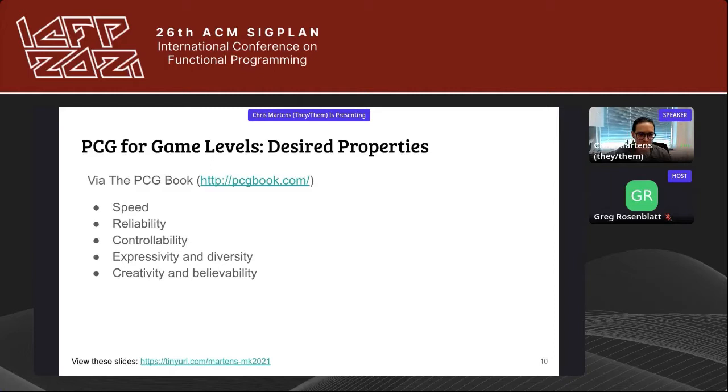Expressivity and diversity refers to how many things are there in your generative space and how different from each other they are. This was actually a common criticism of No Man's Sky, that even though supposedly every planet is fully populated and procedurally generated, they all had the same feel to them, and it was difficult to tell, okay, these things are different from the last planet, but why does that matter? What's the actual meaning of this variation? How does it affect my experience?